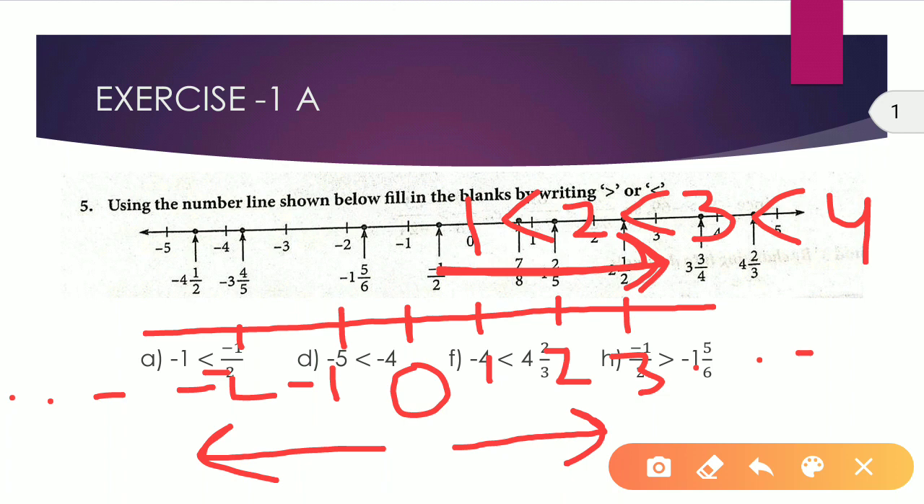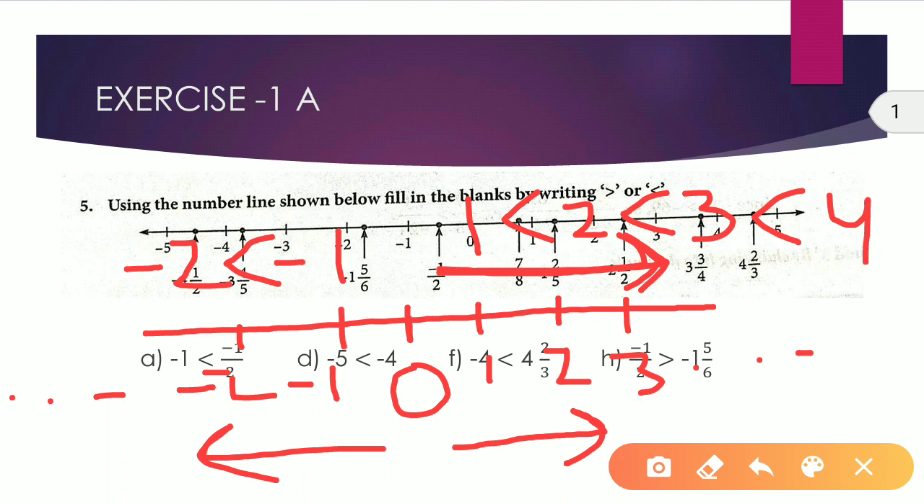Now what about the left hand side, the negative numbers? As you move towards the left hand side, the number will start decreasing, or we can say that the numbers are in descending order. Descending means greater to smaller. The first number is here -1. That means -1 is greater than -2, or we can also say that -2 is less than -1. Both are the same.